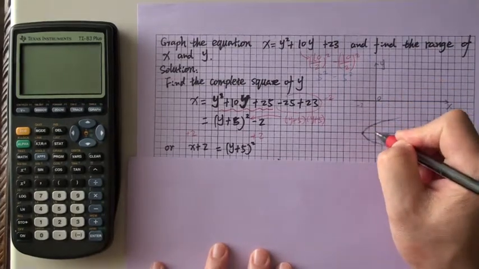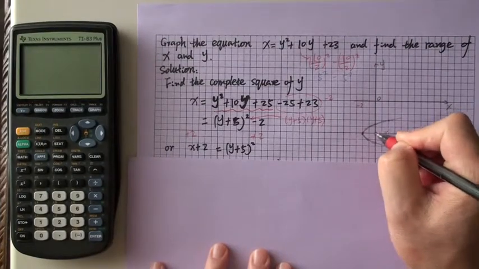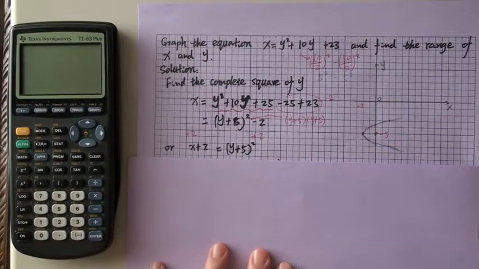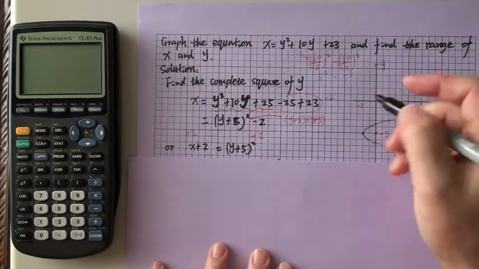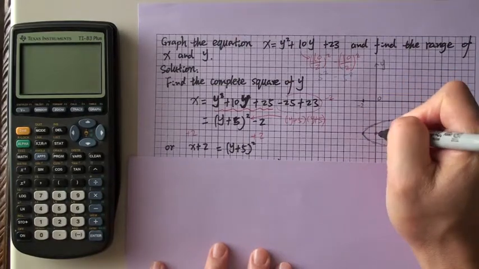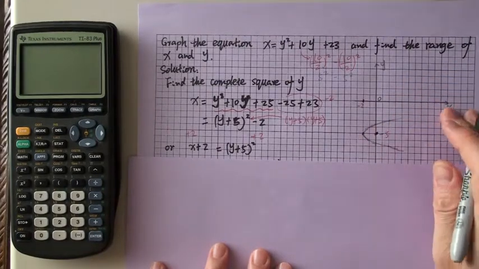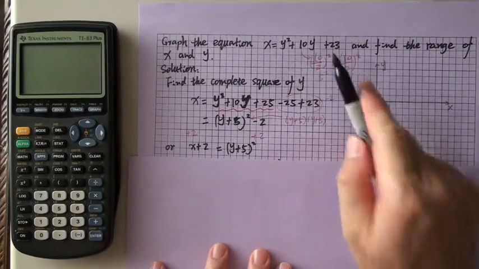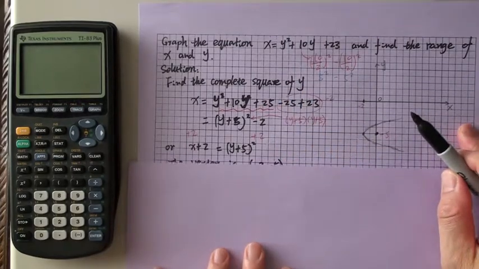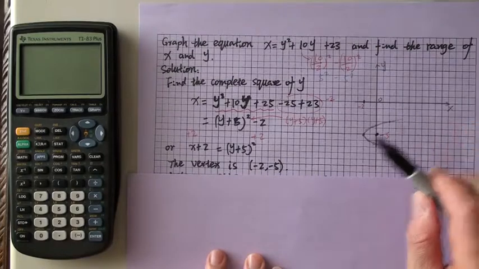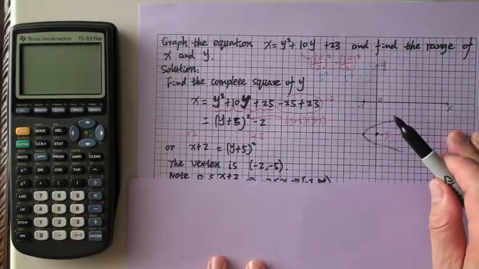You see, that's the vertex, -2, -5. It's the point right here. So we know where the vertex is. That's good news. Now, keep going. The vertex is -2, -5.